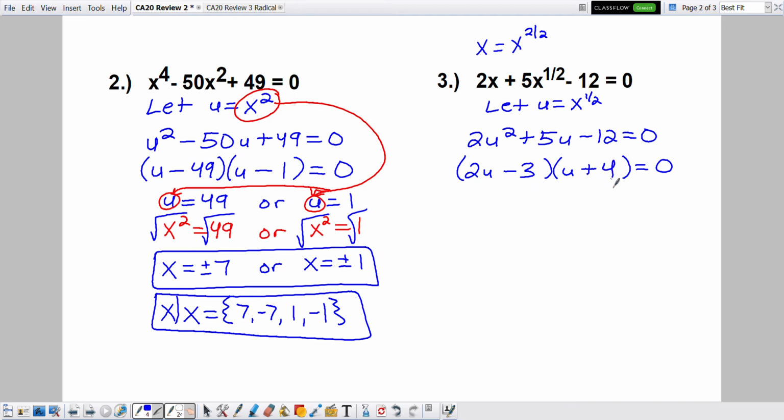If you were to try to check this, I'll go ahead and explain this part. You get negative 3u right here, and you get positive 8u, and if you add those together, you get 5u, which matches the middle. So I know that's the right factors, and so I can proceed from here. I'm going to erase this.